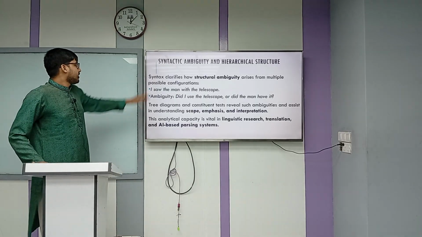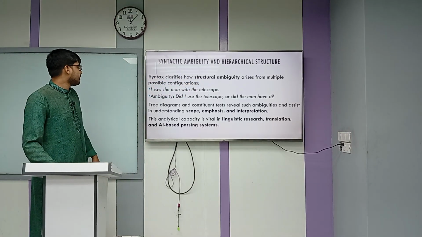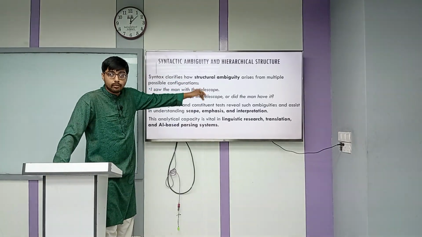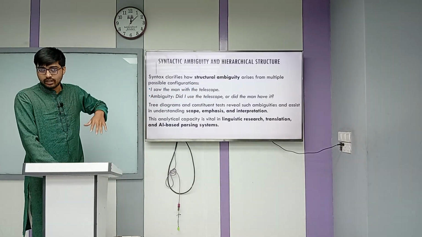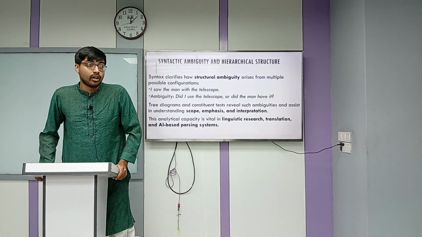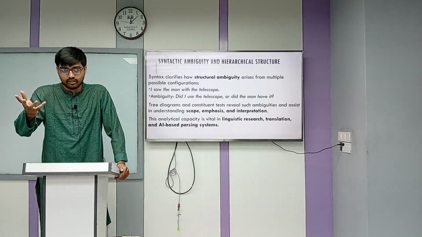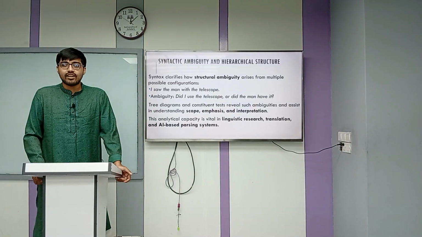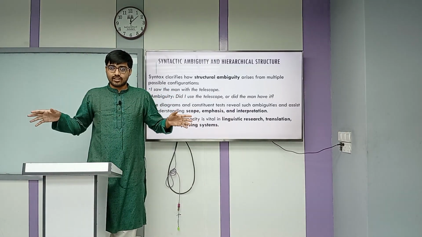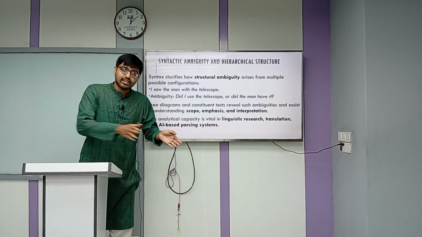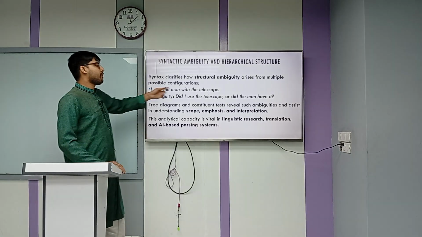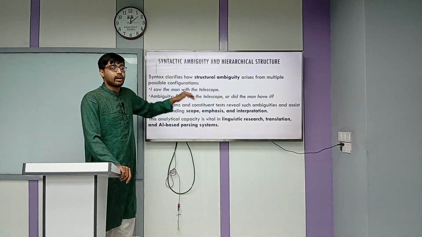Syntax clarifies how structural ambiguity arises from multiple possible configurations. I saw the man with the telescope. So either the man was using the telescope, or I saw the man by using the telescope. Both can be happening here. Okay, there will be a question: how can I know which one you mean, which one you want us to understand? We can know which one they mean by examining the context, the previous sentence and the next sentence. Then we can say the man was using the telescope and I saw him, or I saw the man with the help of the telescope.